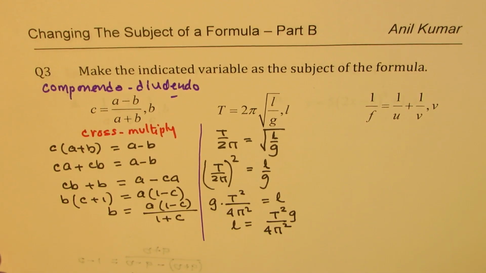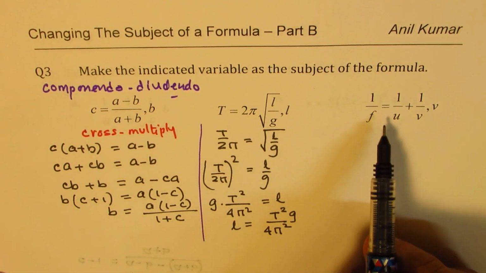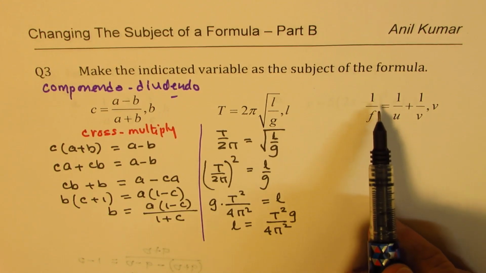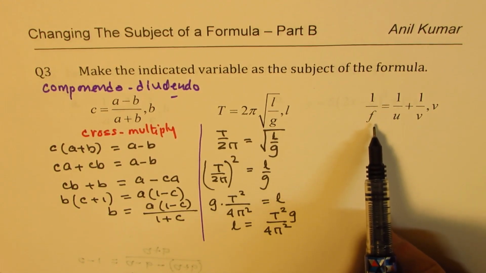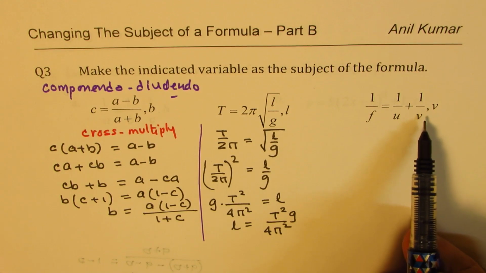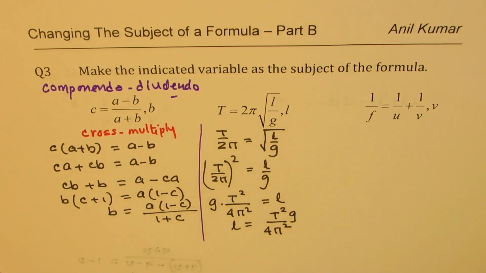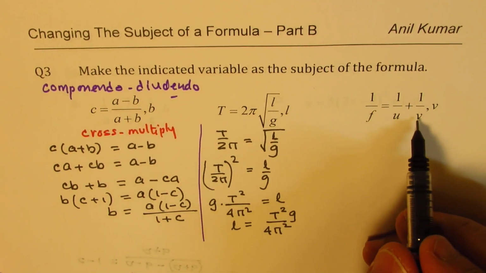Correct? So that is how you're going to do it. Now let's look into this, where we are writing the reciprocal of a number as the sum of reciprocals of two others. This formula is widely used in lenses. How do we isolate v?